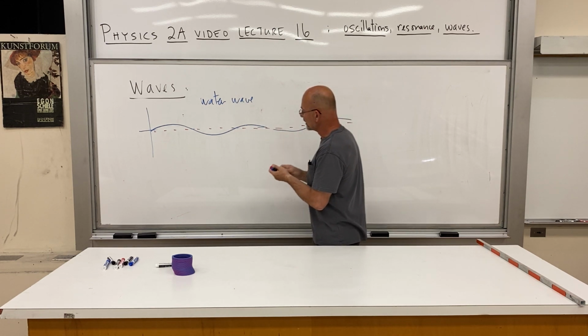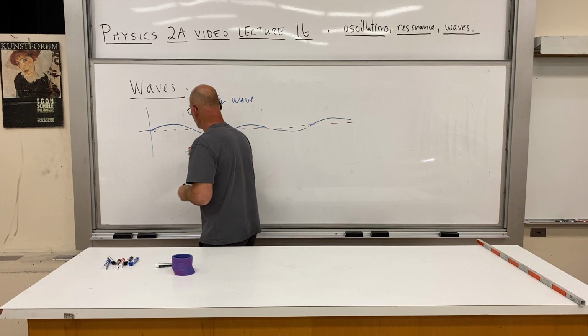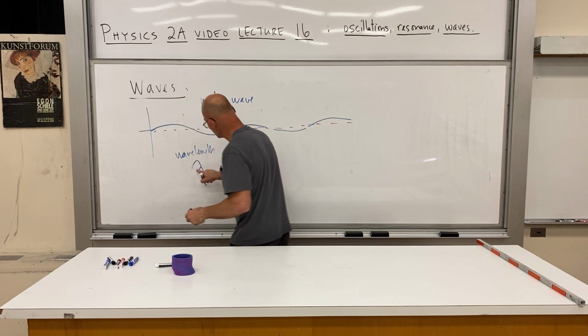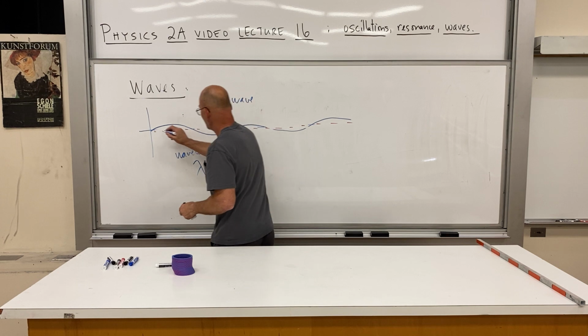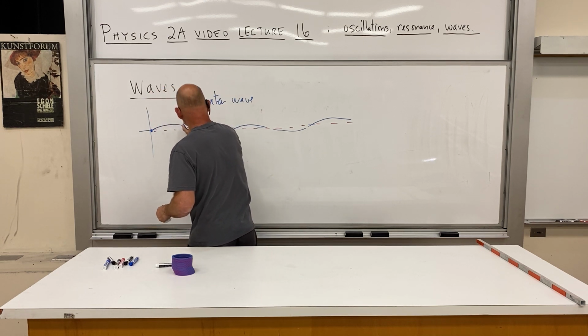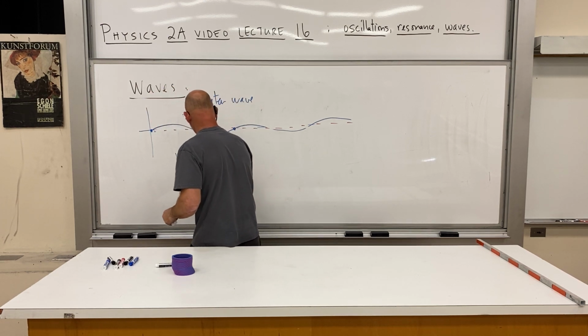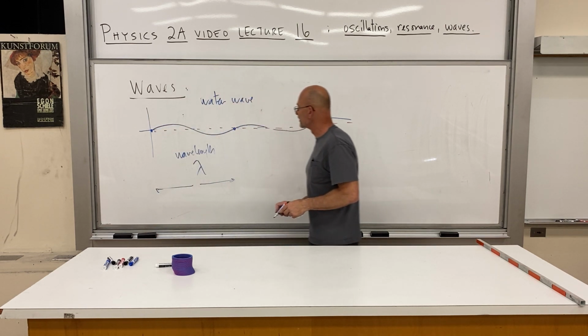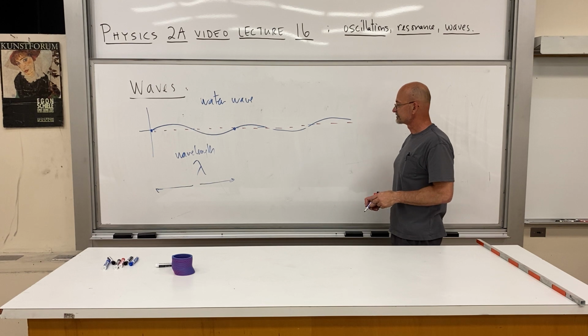We can see that there's going to be a wavelength here. And I'm going to call the wavelength lambda. That's the traditional letter for the wavelength. And it will go from here, there's the peak, there's the trough. So there's our wavelength. Okay, that's the wavelength lambda.